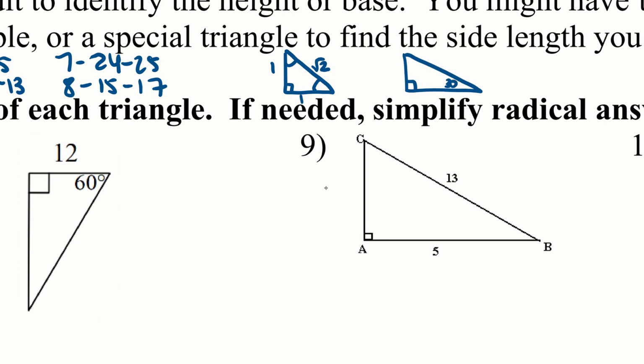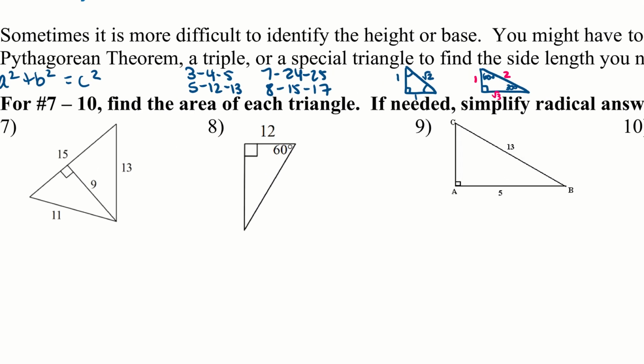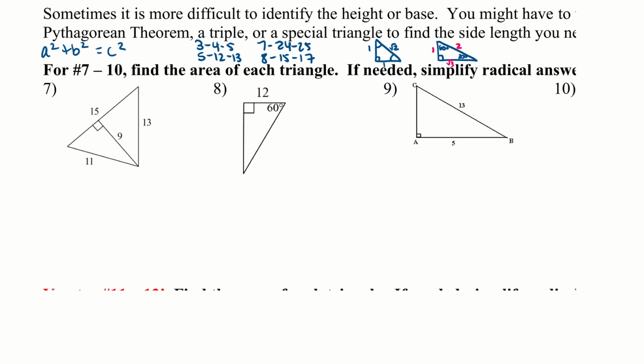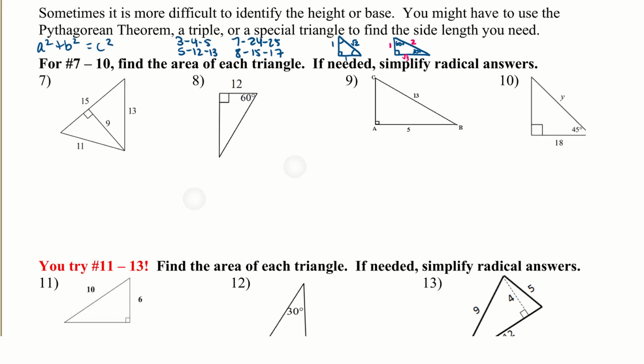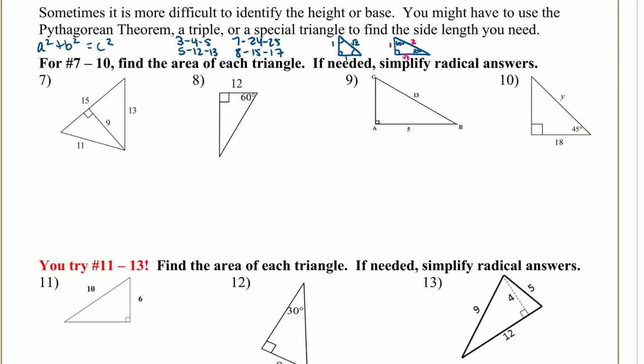A 30, 60, 90 has the pattern where opposite the 30 is 1, opposite the 60 is root 3, and the hypotenuse is 2. So we could use any of those things. To be honest, we could even use SOHCAHTOA and use right triangle trig if we didn't have some of these familiar pieces. All right, so let's take a look at 7.